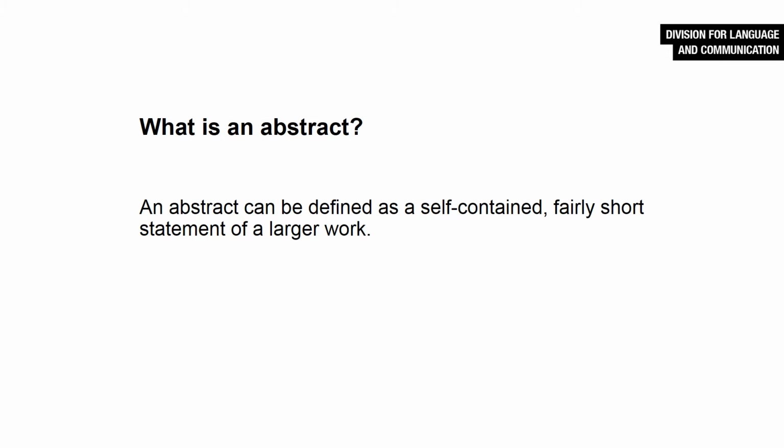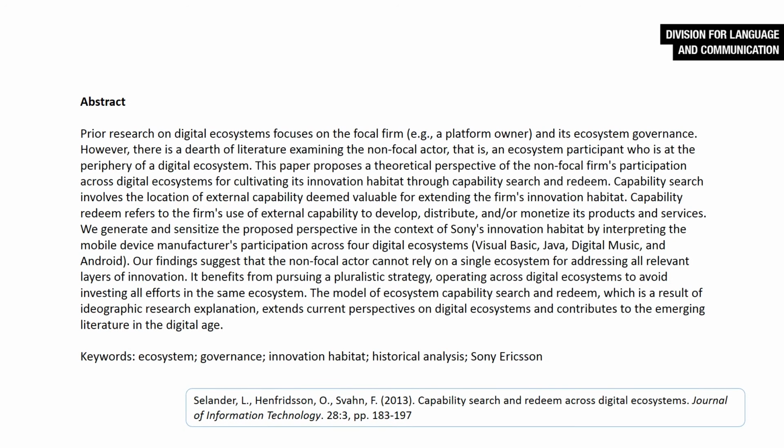Let's look at an example of an abstract so that we get an idea of what it might look like. This shows an abstract from a paper published in an IT journal. It's a quite typical abstract in terms of form, structure and size. It's approximately 200 words and it's written in one paragraph.